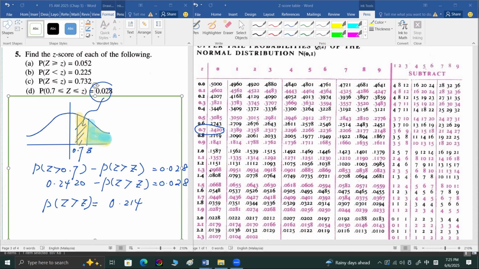Let you try and see, find the Z from the table, 0.214, and let me know what the value is. Let's see whether you know how to find it or not.